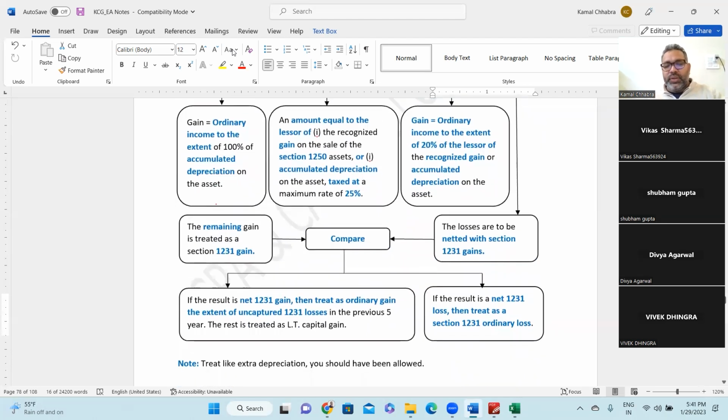But if you have one asset which is giving you a 1231 gain and another asset which is giving you a 1231 loss, first you need to net those off, and then evaluate the net position. If the net position is a gain, then you need to look at the previous 5 years to see if there is any loss.